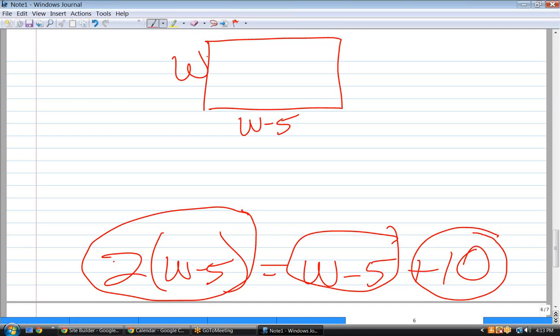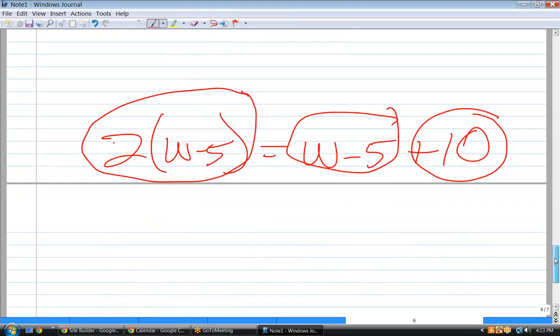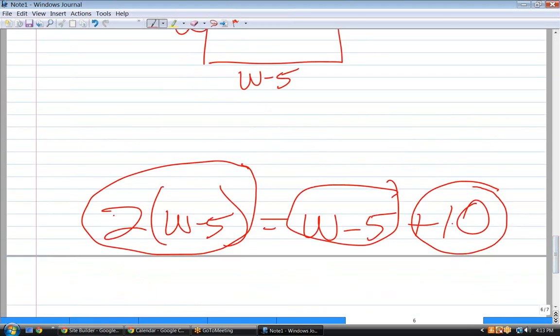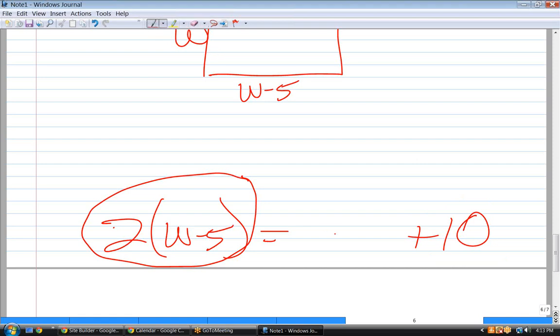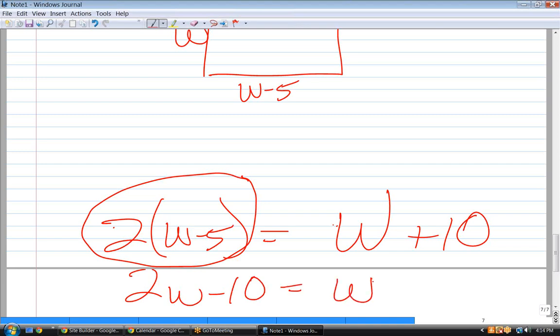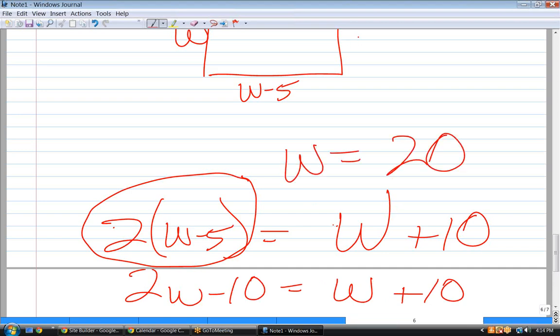Might be off there. Because if I add 10 to the width, it's just W plus 10. There's no minus 5 on this other side. Does that work? Let's see. We get 2W minus 10 equals W plus 10. Move that W over. We get W equals 20. So if W equals 20, the length equals 15.